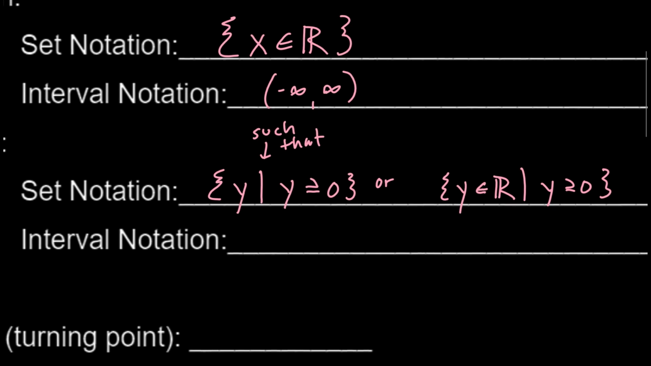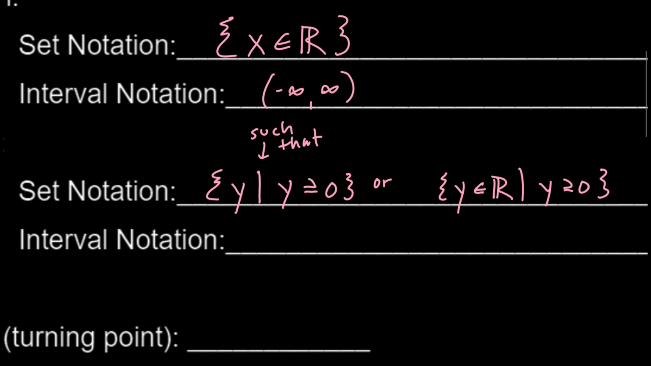All right, so then interval notation. What is our lowest y value? 0. Is it touching 0? Yes. So what do I put? I put a bracket, 0, and then what's my max value? Infinity. And I put a parentheses.